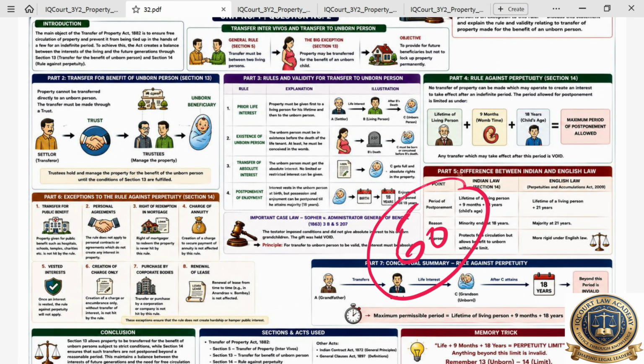Okay, that is a very, very important point. So this thing is only up to this much. So you can hold the transfer of property and enjoyment. Transfer of property, you can hold only till the life of the living person plus 9 months in the womb time, plus till the age of 18. This is the maximum time you can postpone.